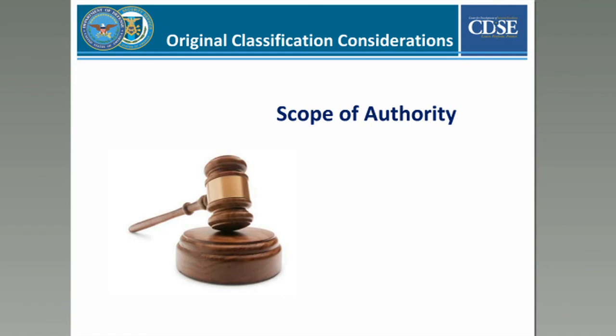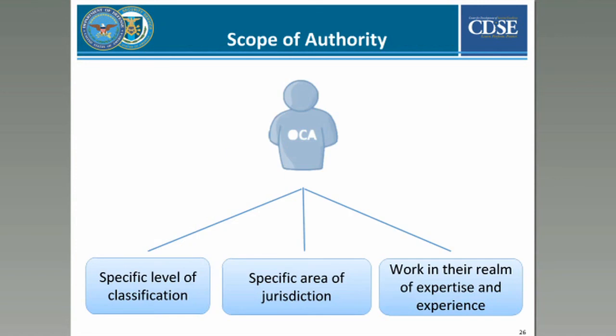Next, we'll discuss the scope of the authority possessed by an original classification authority. Once appointed, OCAs are granted classification authority at a specific level of classification. This authority can extend to lower classification levels. For example, an OCA that has top secret classification authority may classify information at top secret, secret, and confidential levels. However, an OCA that has been granted secret classification authority may only classify information at the secret and confidential levels.